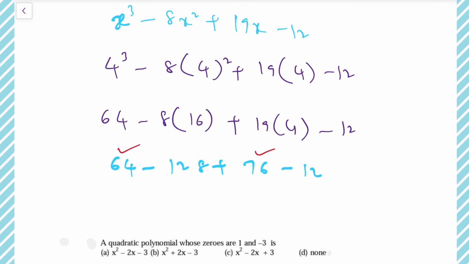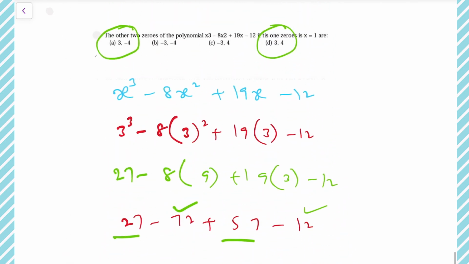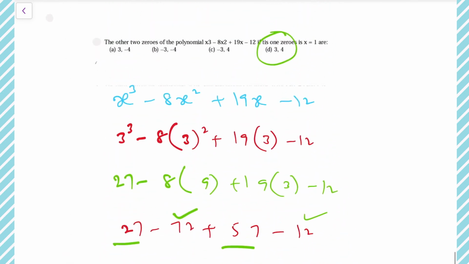64 plus 76, it is 140. Next minus 128 minus 12, it is also minus 140. 140 minus 140 is 0. So here answer is 0, which means that 4 is also a zero. So I can say that option D is the correct option, 3 and 4.